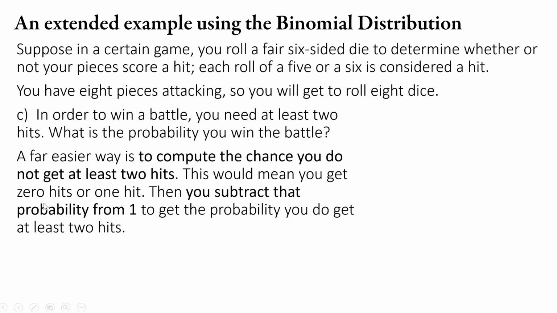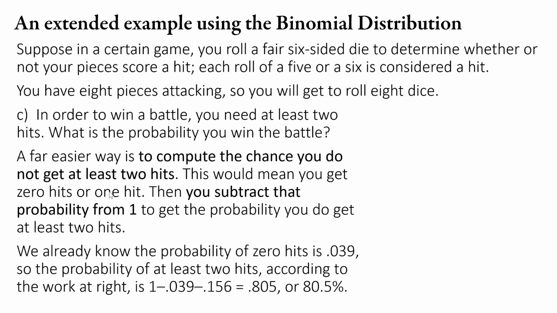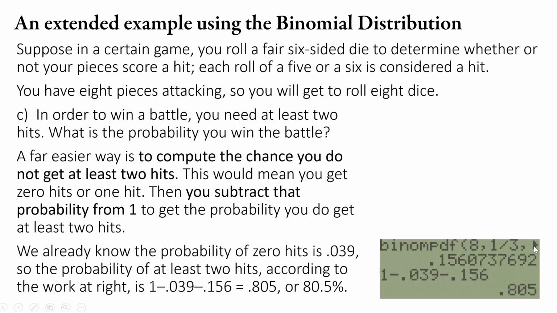This is a lot less work because it's only 2 binomial probabilities rather than that long list of 2 through 8. Further, it's nice because we already know the probability of 0 hits. We did that in the earlier slide. So if I use my binomial probability, here's the chance of getting 1 hit out of 8. The 1 got cut off over here. And then I had to take 1 minus the chance of 0 hits, also minus the chance of getting 1 hit. And that leaves me with the chance that I get 2 or more hits, which is 80.5%.